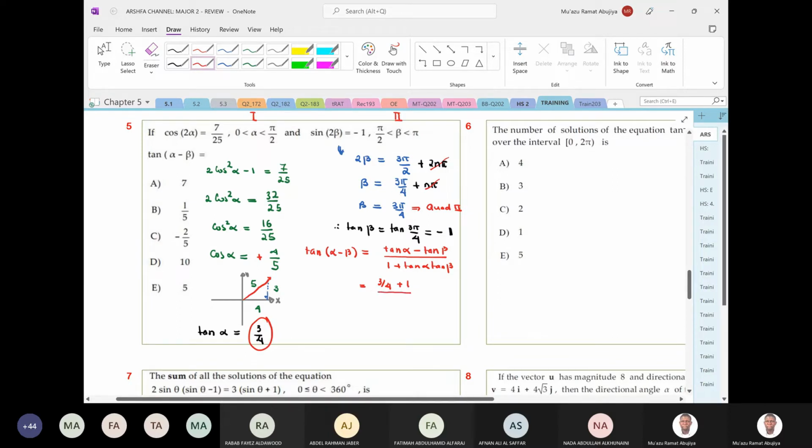Divide by 1 plus tangent of alpha, which is 3 over 4, multiplied by minus 1, giving us minus 3 over 4. If I simplify this one, this is going to give us 7 over 4 divided by 4 minus 3, 1 over 4. And what will be the answer? The answer is going to be equal to 7 divided by 1, which is equal to 7. So the answer is equal to 7.